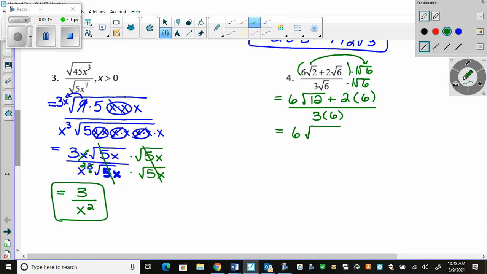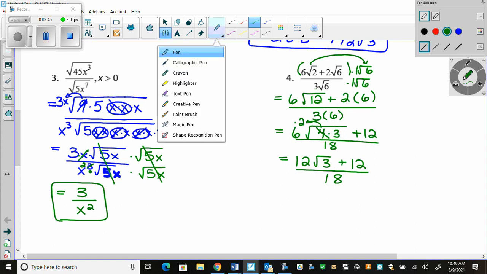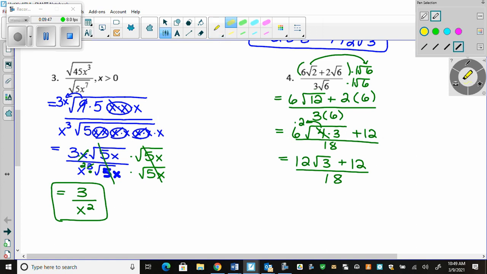Root 12 breaks down into 4 and 3. The 4 can come out as a 2. Plus 12 over 18. So I'm actually left with 12 root 3 plus 12 over 18. Now I have a plus sign in there, don't I? So I can't just go canceling stuff off willy-nilly, right? I said your best bet would even be to highlight all your terms.